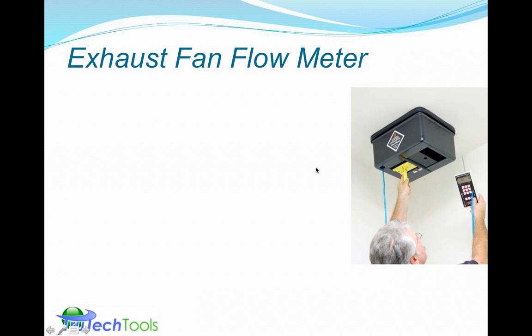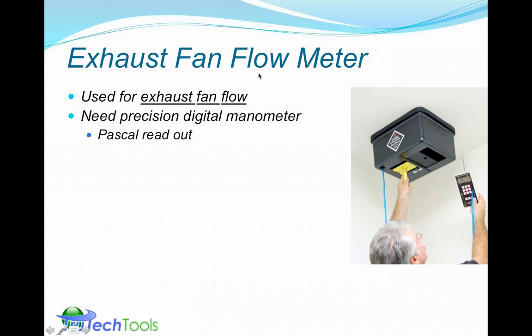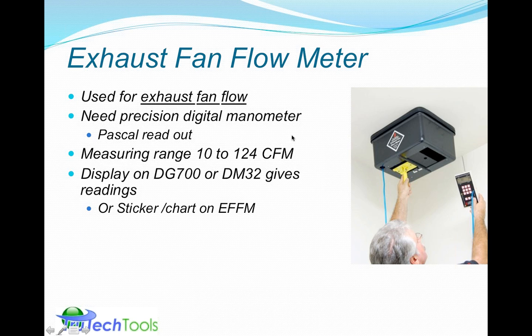However, with the exhaust fan flow meter, this is a device that's actually designed to be used to measure exhaust fan flow, but it's not designed to be used for supply and return flow. It's for exhaust fan flow anyway, hence the name. You do need a precision digital manometer, that is something with a Pascal readout. It does have a measuring range of from 10 to 124 CFM, so it covers that low range that's typical of most types of exhaust fans or ventilation fans.